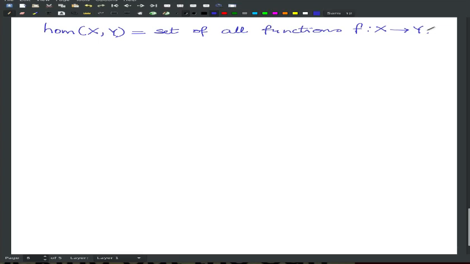Okay? There is an alternative symbol for this. People often use this symbol also. Y to the power X is also used. But I usually like this symbol, and there is a reason why I like it. You will see very soon, when we do a little more mathematics, that this is becoming very common. So that's why I like it.